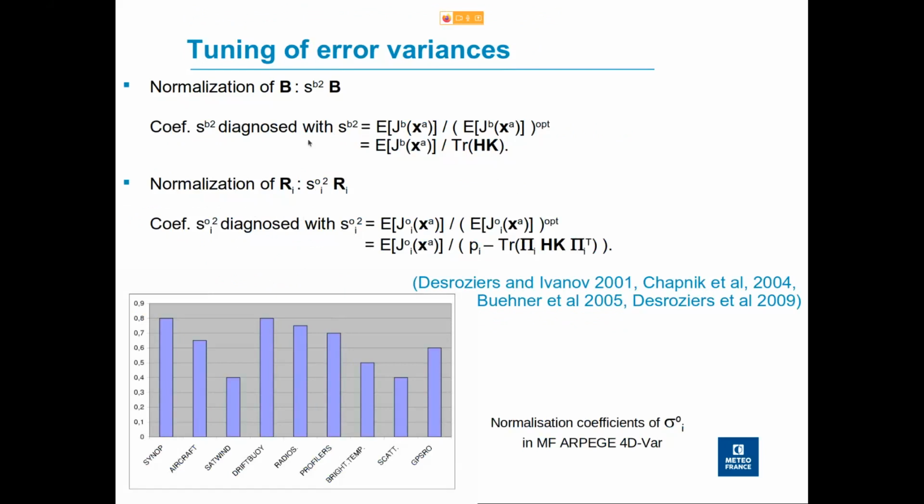So this can be used to conduct some tuning of the error variances, for instance, using a scaling factor for the B matrix, SB squared, which is simply equal to the expectation of JB, so in the sense of average effective values of JB, divided by the trace of HK. And you have a similar formula for the observation error variance scaling factor. The results are illustrated here for different observation types in sigma O's, in terms of normalization coefficients in the Météo-France ARPEGE for 4D-Var. So you can see that the scaling factor tends to be smaller than 1, which indicates that specified observation error variances tend to be overestimated in this case.